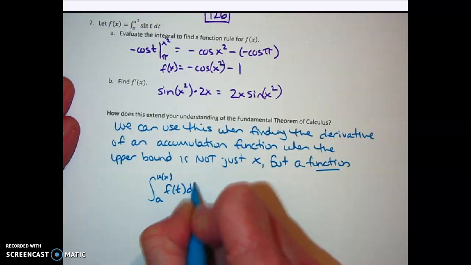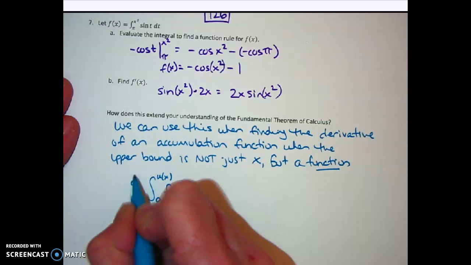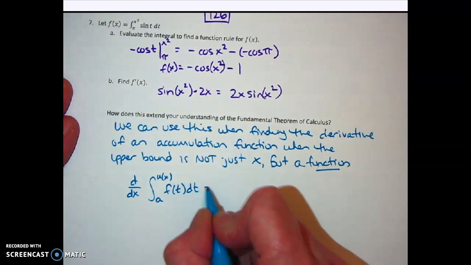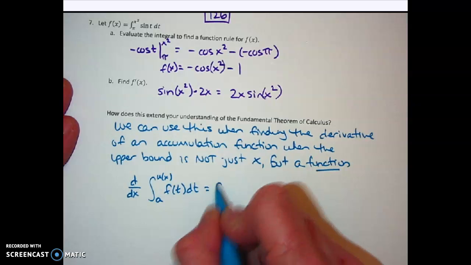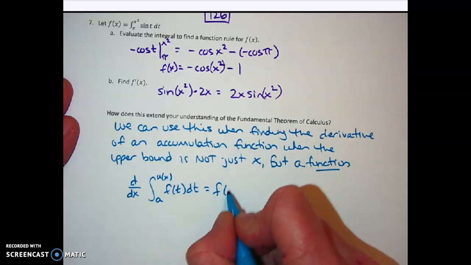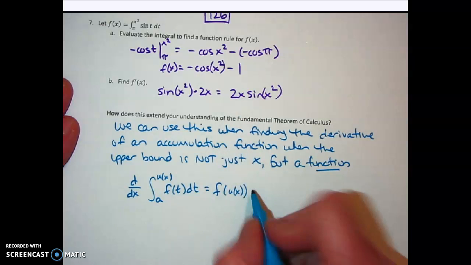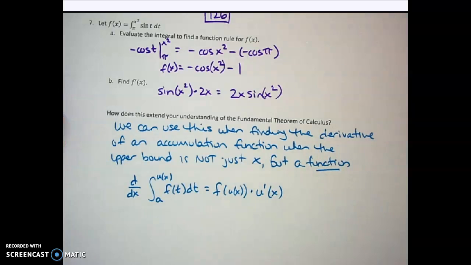Now remember, if that was just an x and we were finding the derivative with respect to x, we would just have f of x. But it's not just an x. What did we do up here? We still took the derivative, so we would still have f of u of x, but then we had to multiply it by the derivative of that upper limit function.